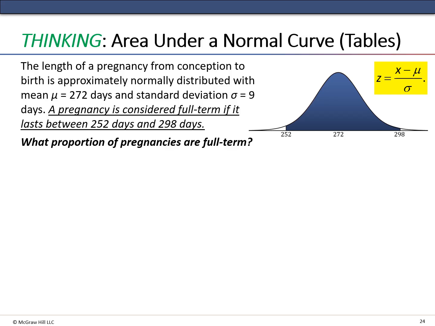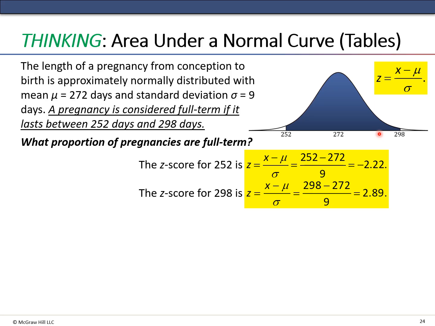So now let's try another problem. Here we're going to try to figure out what proportion of pregnancies are full term, and a pregnancy is considered full term if it's between 252 days and 298 days. Again, hit pause and see if you can figure out how to do this when we're looking between two values. Okay. Hit pause now and try this.